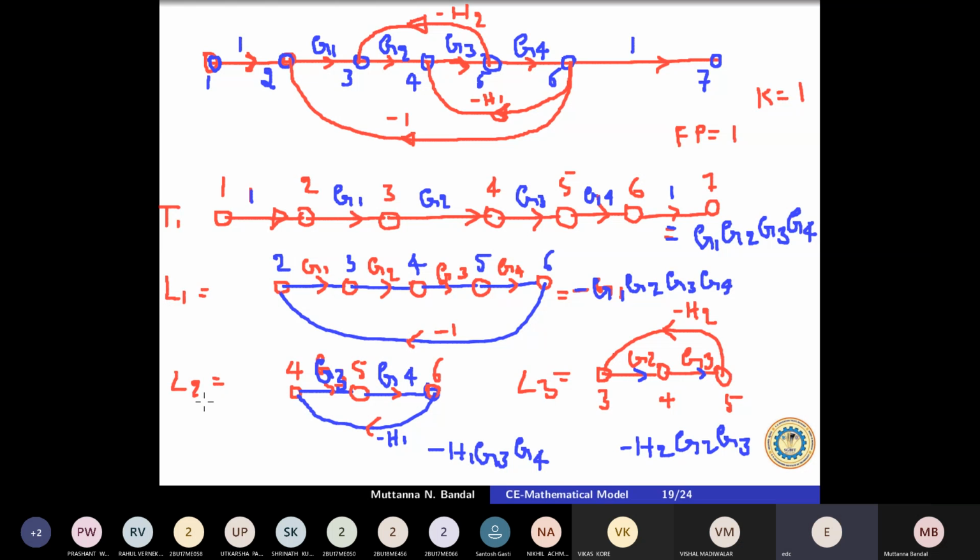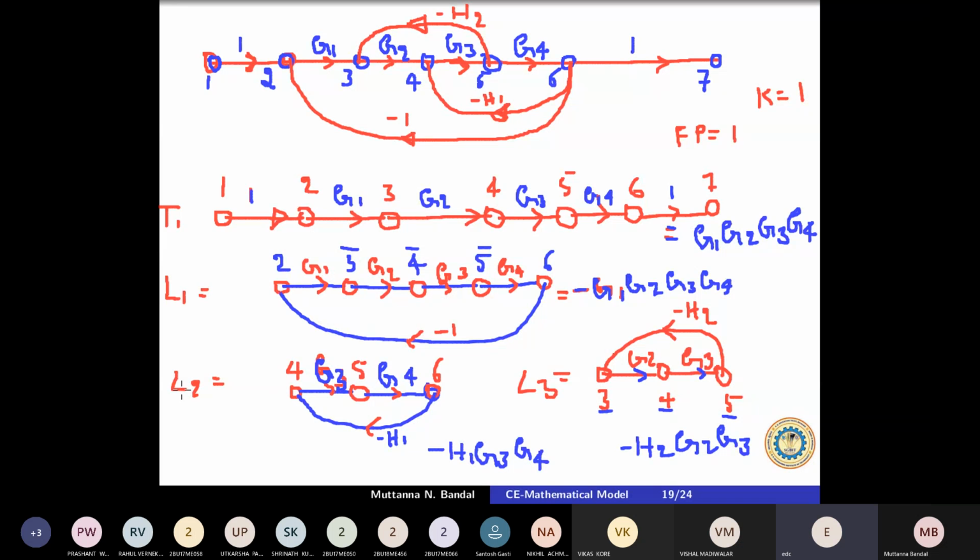So if I see loop 1 and loop 2, loop 1 is touching loop 2 at three regions, that is at 4, 5 and 6. So I cannot have this as a pair because they are touching, and there should be two non-touching loops. Now let me check loop 1 and loop 3. Again, loop 1 is touching loop 3 at 3, 4 and 5. So here also there is 3, 4, 5, and here also there is 3, 4, 5. In the sense, even L1 is touching L3. I cannot take a pair of that.